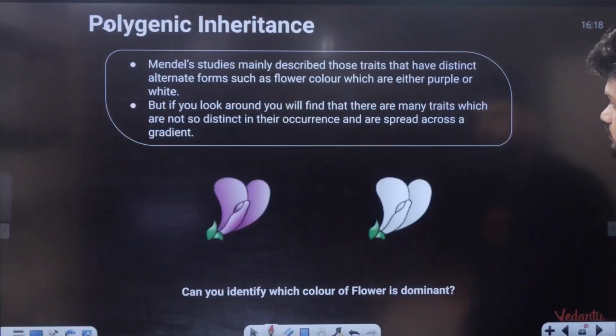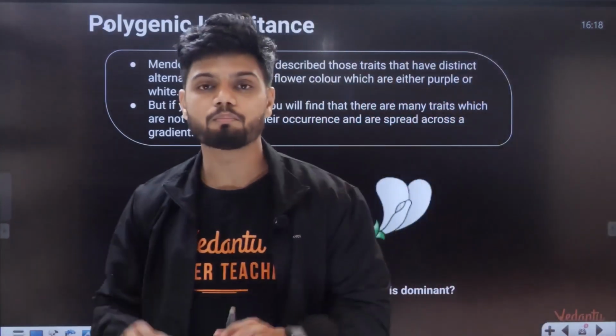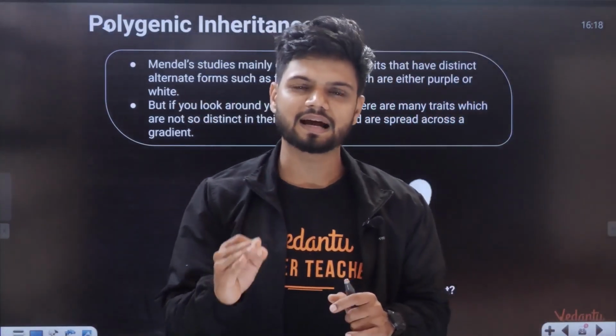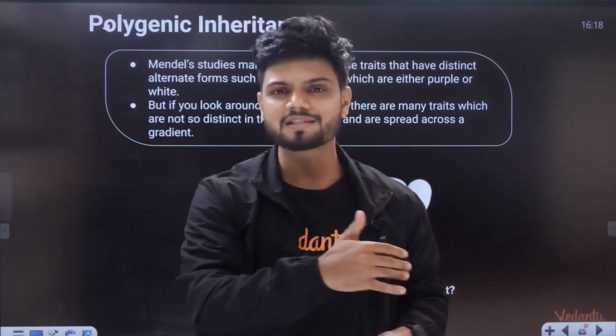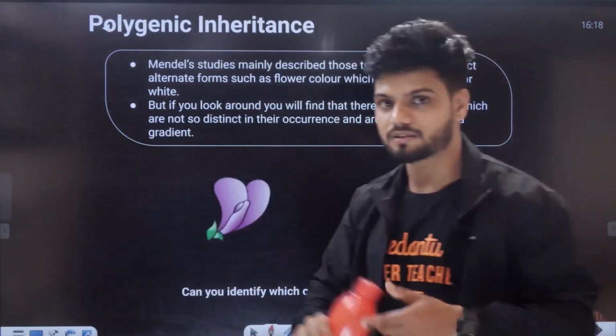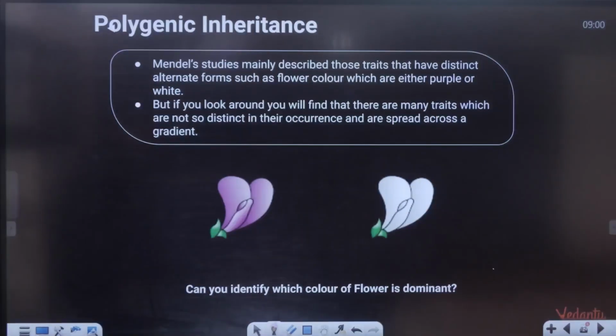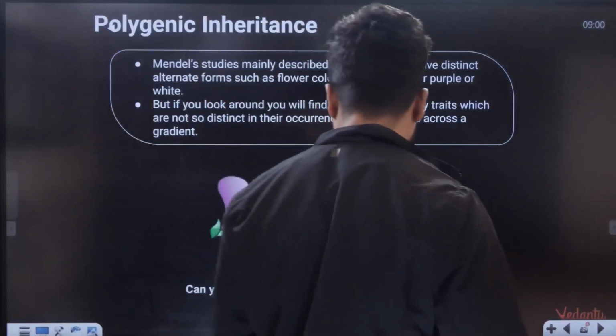Okay. Now students, now we will start something called polygenetic inheritance. Let's take exactly a 20 second break. I'll drink some water and come. 20 seconds break, students. Let me drink some water. Okay, students, break done now.